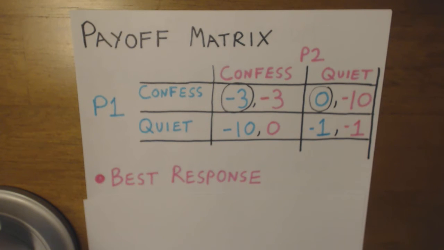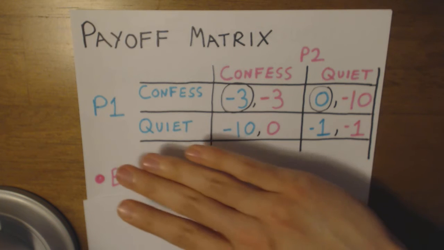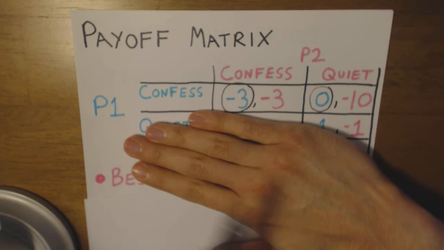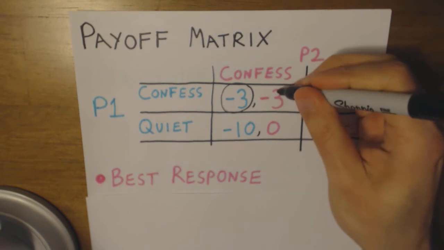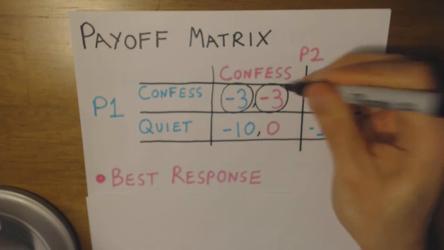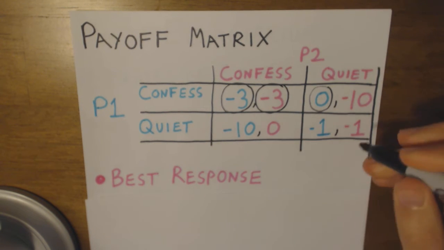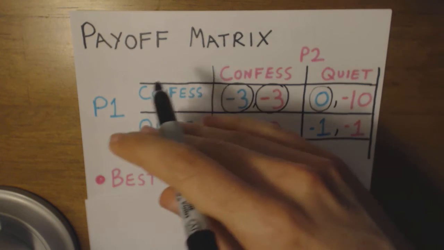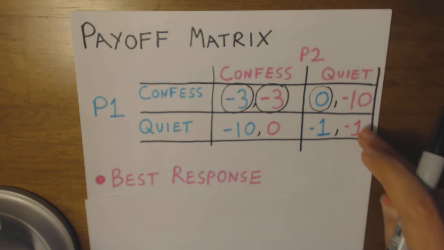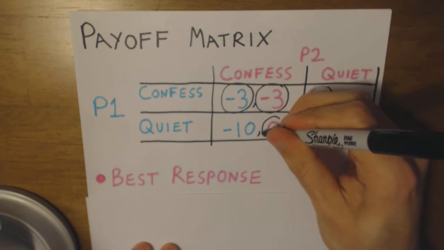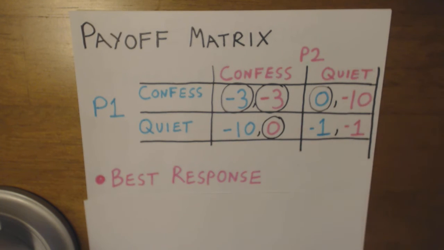In the same way, if we're player 2 and we need to consider the best responses to player 1's actions, let's cover up quiet and assume player 1 is going to confess. Then we want to confess as well, because -3 is superior to -10. And now considering the bottom row, if player 1 is going to keep quiet, what do we want to do? We want to confess because 0 is better than -1. So here we have the best responses.